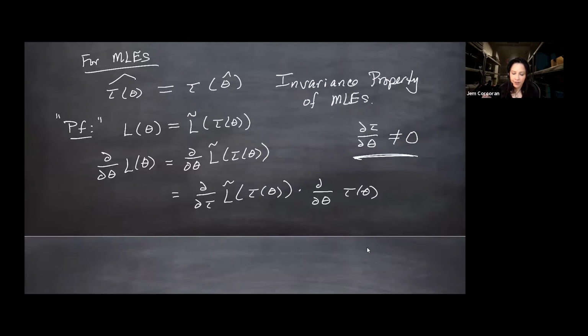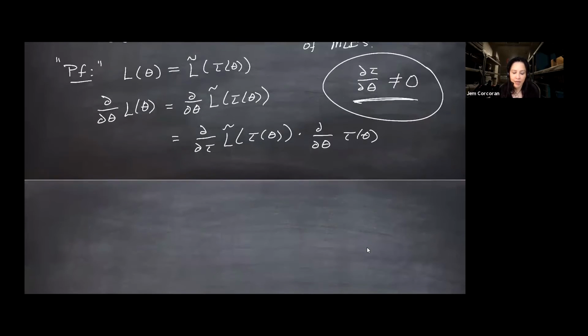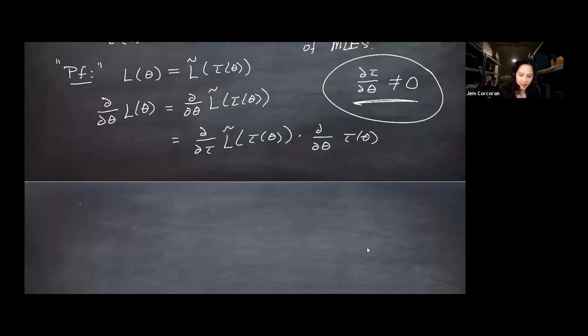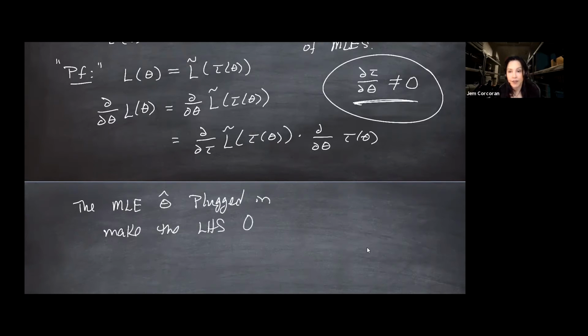I was going to say I do need tau differentiable for this, but all I can really say from this is that I need tau differentiable for this proof. And in fact, I can prove to you that we don't need tau differentiable, but we do need this in order to make the last statement here. So the MLE theta hat plugged in all the way across here makes the left-hand side 0. This also depends on whether or not we have a unique MLE and there's no minimums or saddle points or weird things happening.